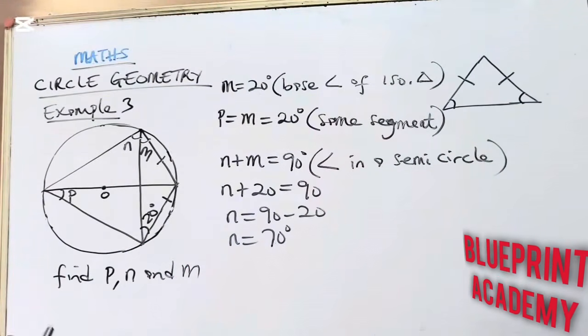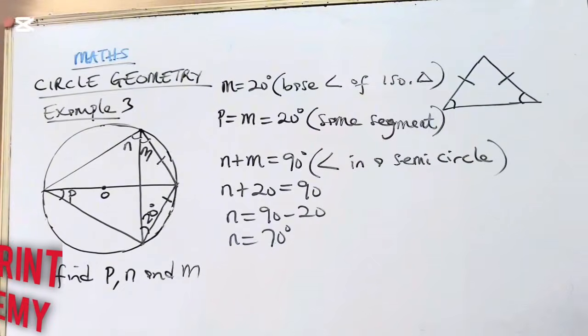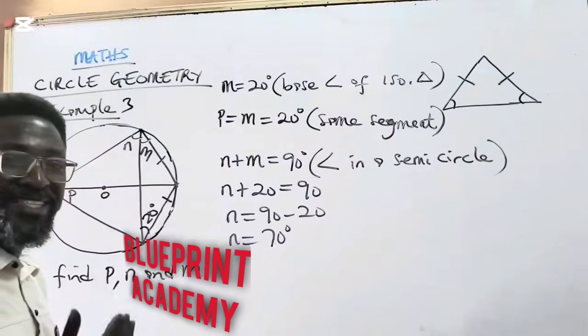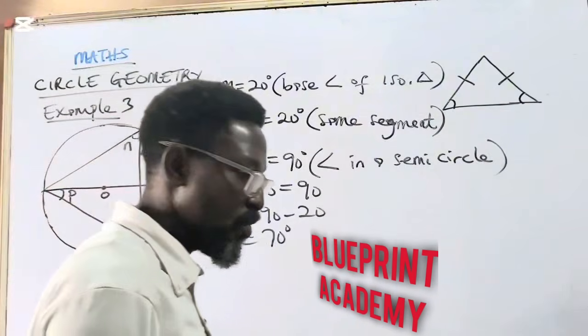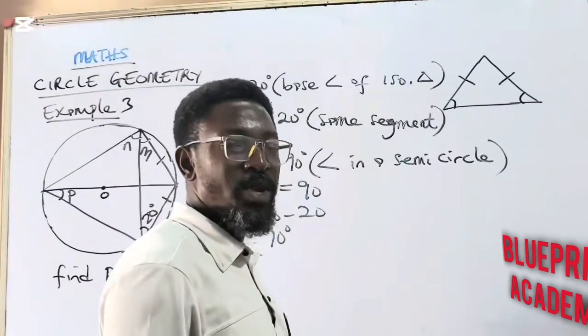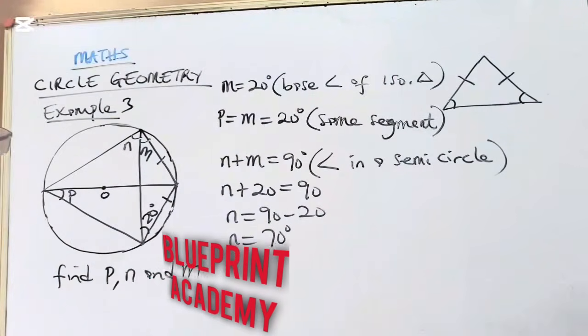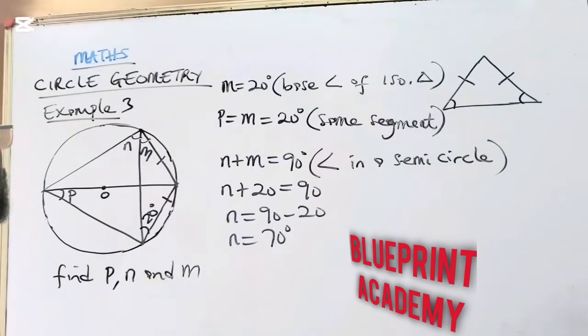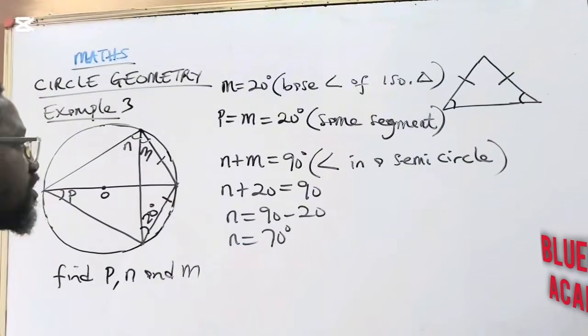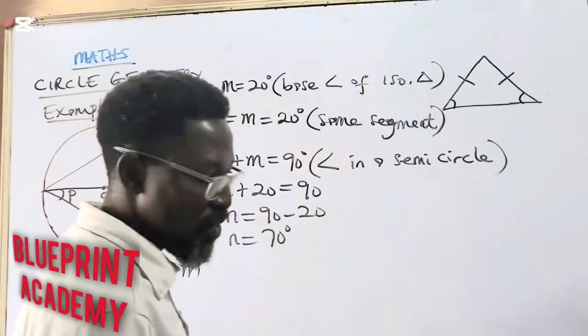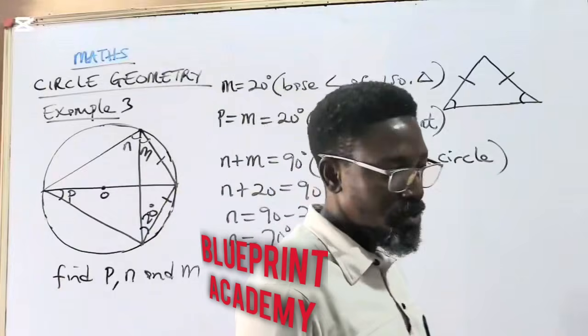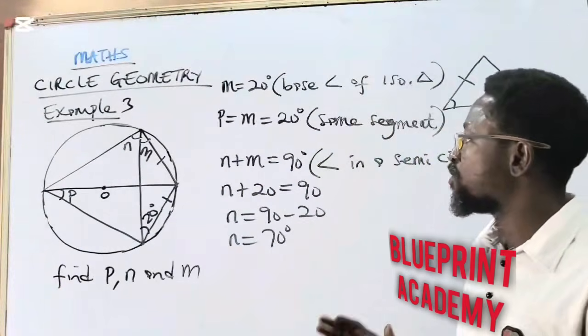So it is not something really difficult. Just understanding the basic rule will help you to solve questions under circle theorem or circle geometry. Look through the rules again, it's going to help you a lot. But that's how you'll be able to solve questions in this topic.